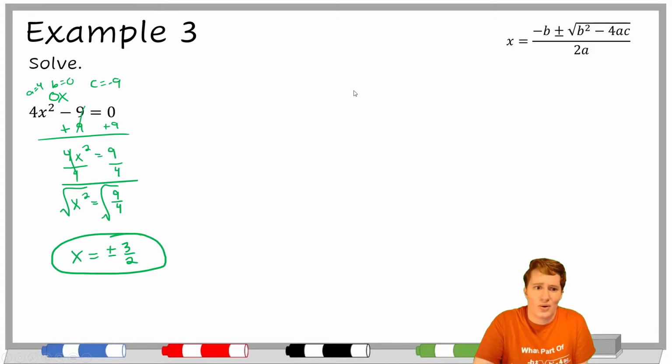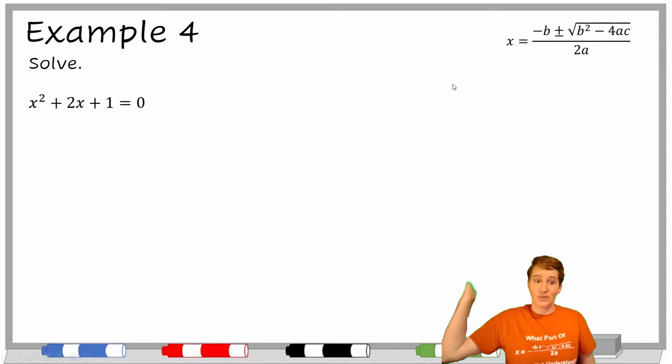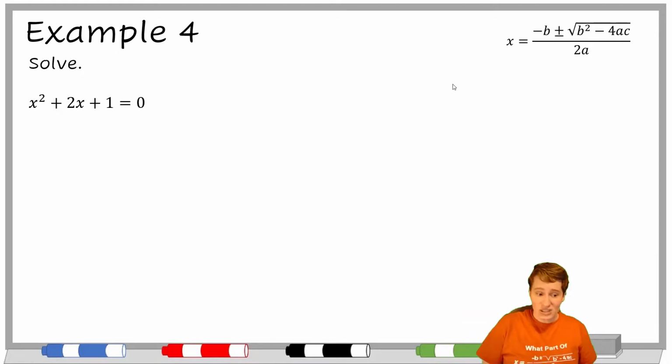Now, example 4, you can't use process of elimination here to try to figure out what it is. What in the world could this be? Is this solving by square roots? Is this factoring? Is this the quadratic formula?